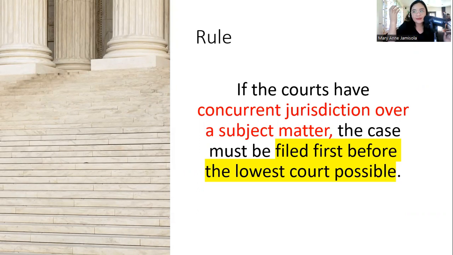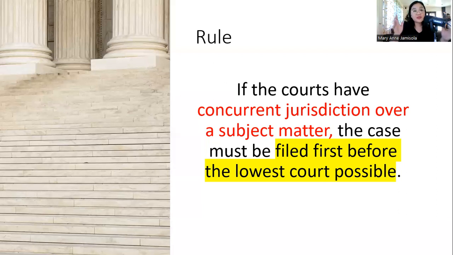So for example, there is a particular case that can be filed in the Regional Trial Court, can also be filed in the Court of Appeals, and can also be filed in the Supreme Court. All three have jurisdiction over that same subject matter. So that is what concurrent jurisdiction means. It seems like you have a choice, because the RTC has jurisdiction over this case, the Court of Appeals has jurisdiction over this case, and the Supreme Court also has jurisdiction over this case.